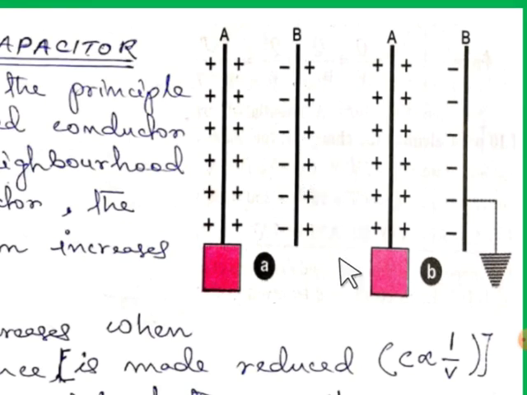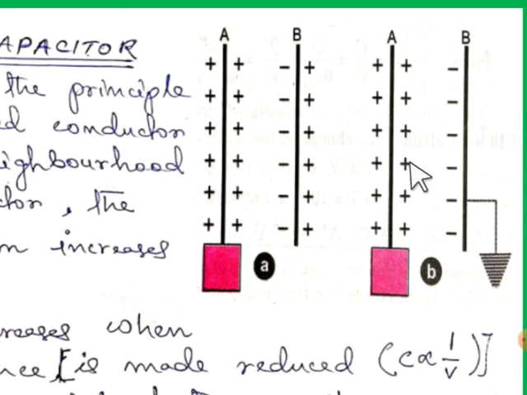Now what happens if you connect this uncharged conductor to the earth? That means if you connect this uncharged conductor that is brought near to the charged conductor, all these positive charges will go down to the earth. There will be no positive charges. This further reduces the potential of this charged conductor, and so the capacitance of this system or arrangement will be greatly increased.